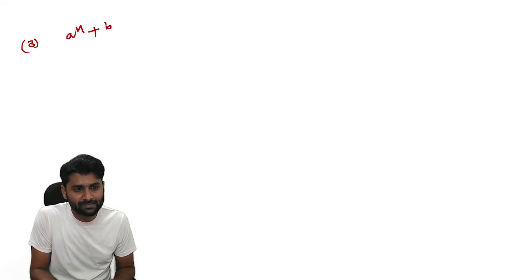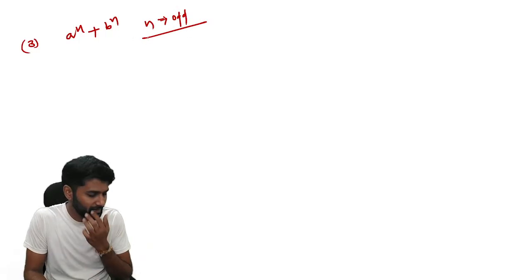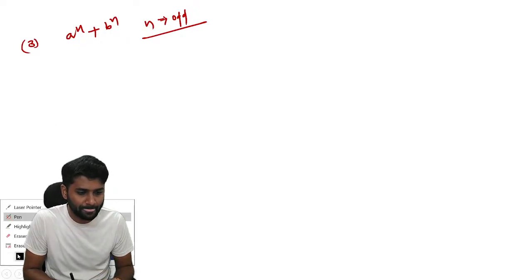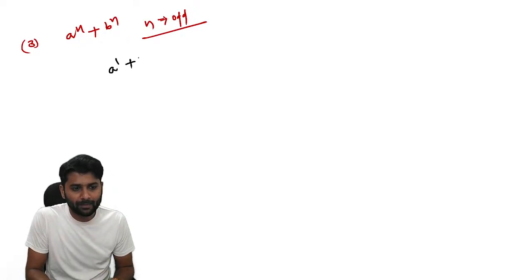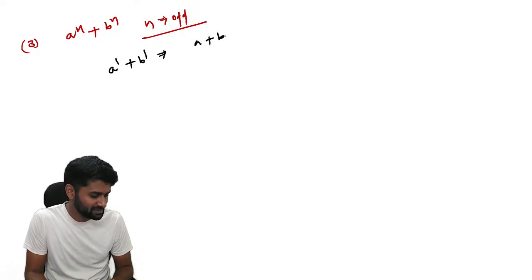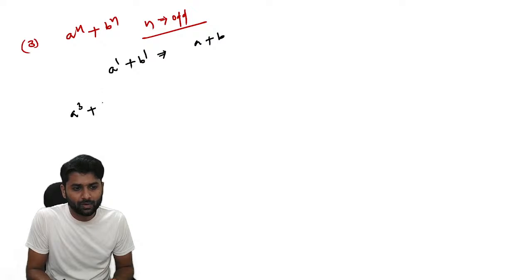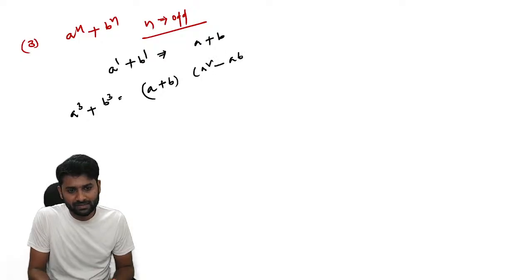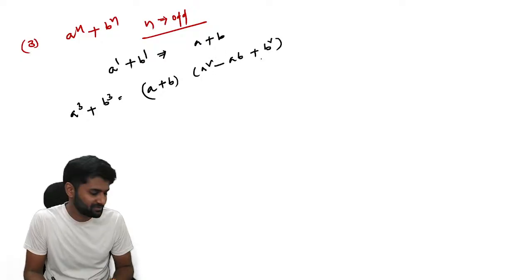Let's understand case number 3. If A power n plus B power n, let us consider n is an odd number. So what about this case? A power 1 plus B power 1 is always divisible by A plus B. What about A cube plus B cube? So here, A plus B into A square minus AB plus B square.